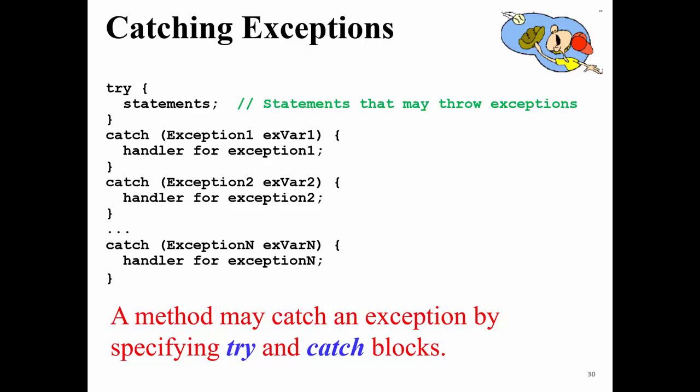If an exception of type 1 is raised, we go to the handler for exception 1. If exception 2 is thrown, we handle it in the exception 2 part. And if exception n is thrown, we handle it in exception n. So for each try block, you can have many catch blocks, each one handling a different exception.